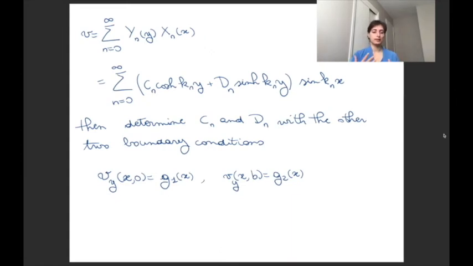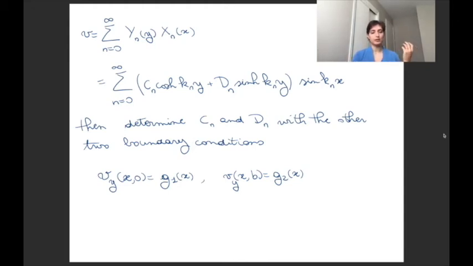So now we can write the full solution of our problem as the infinite sum over n of Y_n times X_n. We can write this explicitly as an infinite sum of C_n hyperbolic cosine of k_n y plus D_n hyperbolic sine of k_n y, all of this multiplied by sin(k_n x). How can we determine C_n and D_n? Well, we can use the other two boundary conditions that we haven't used yet.